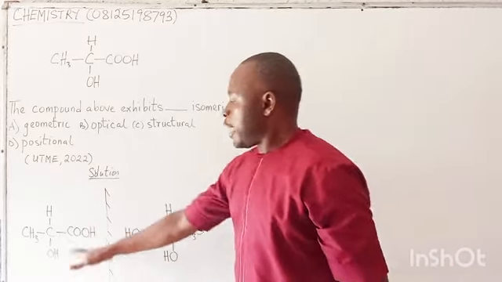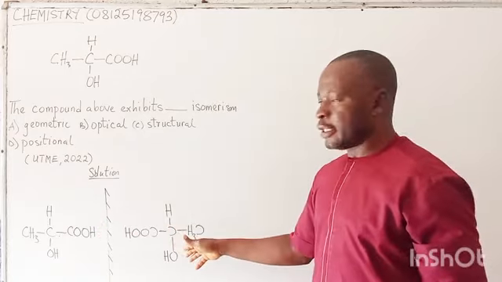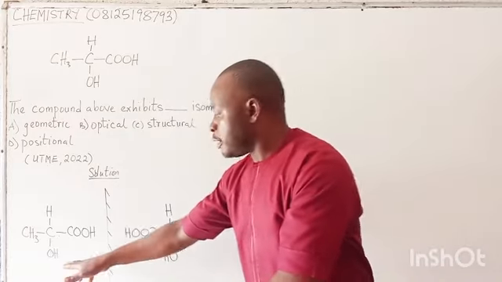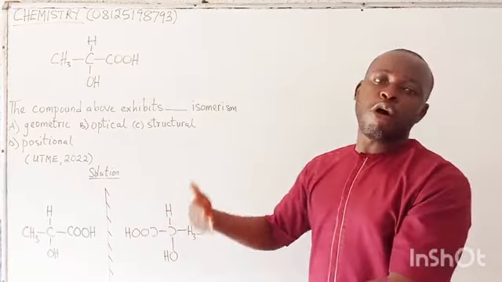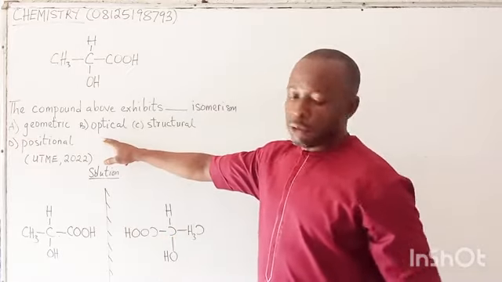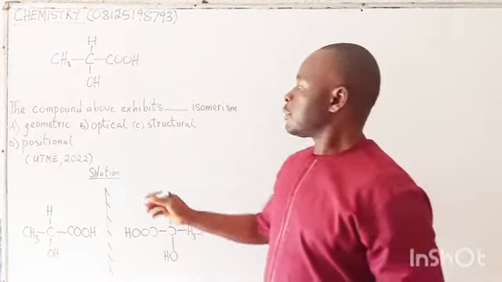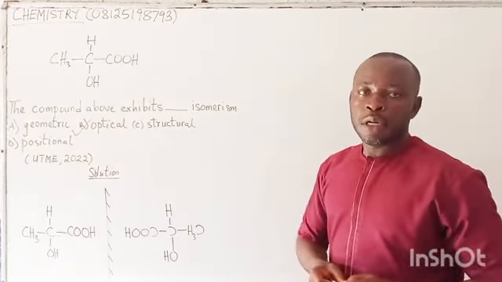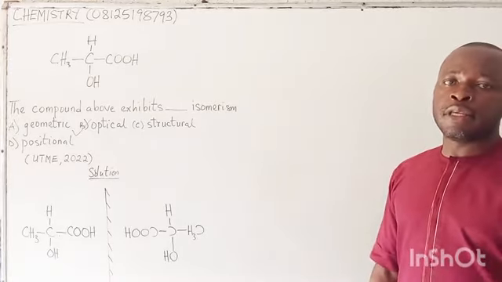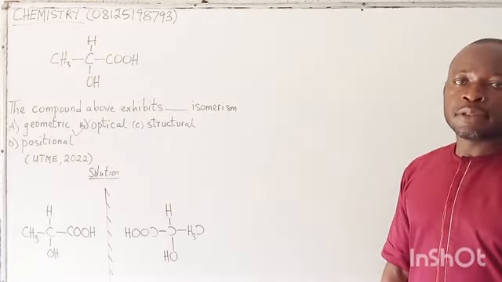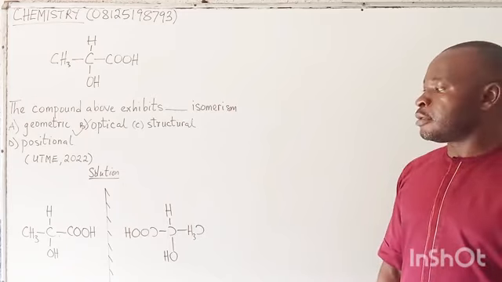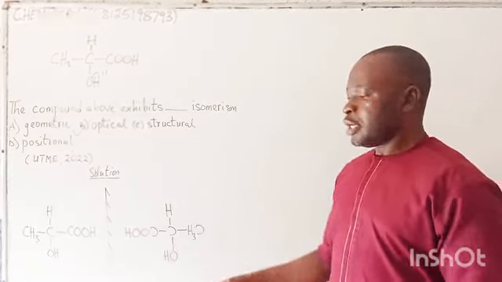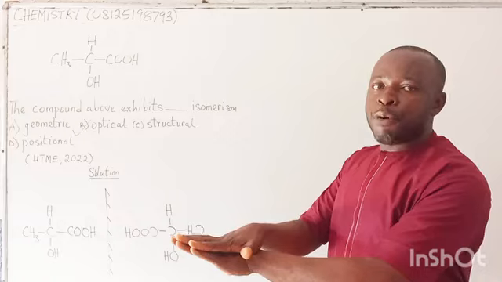When we have a compound and its mirror image like this, not being superimposable, we say that this compound exhibits what we call optical isomerism. Another name for optical isomerism is enantiomerism. That is a type of isomerism where a compound and its mirror image are not superimposable.